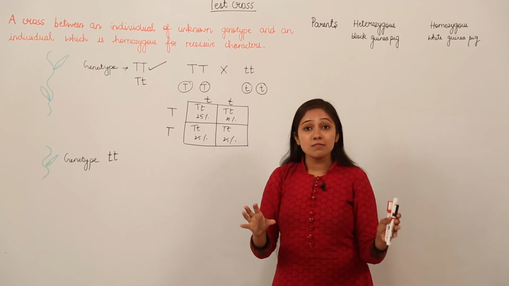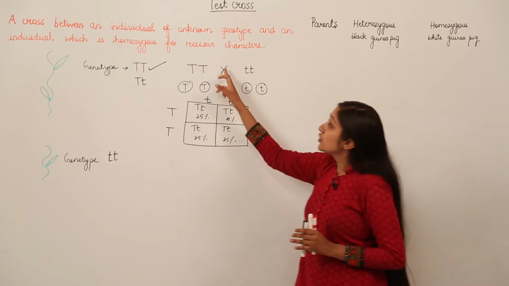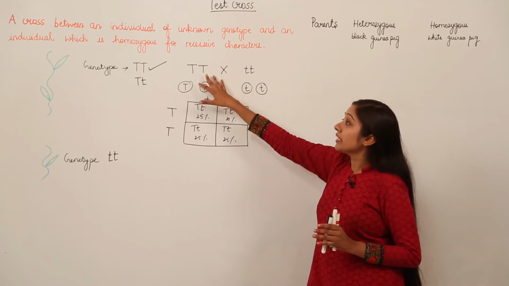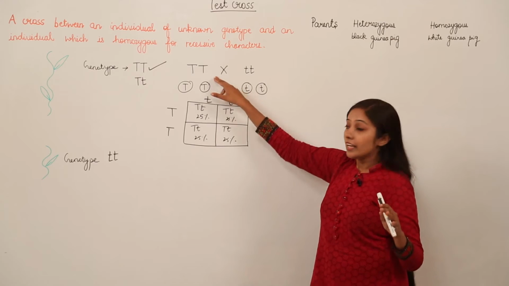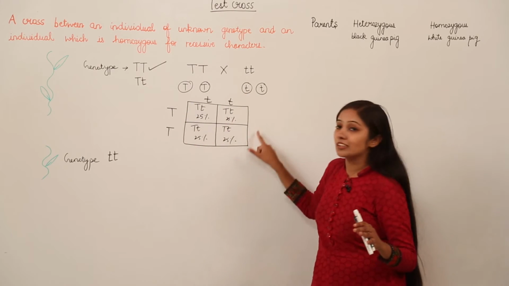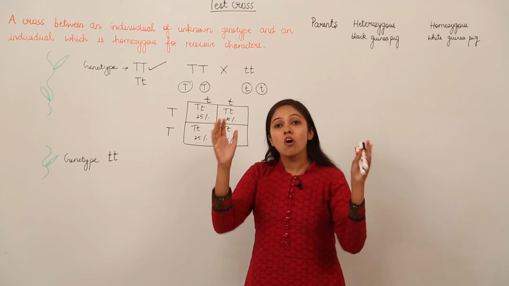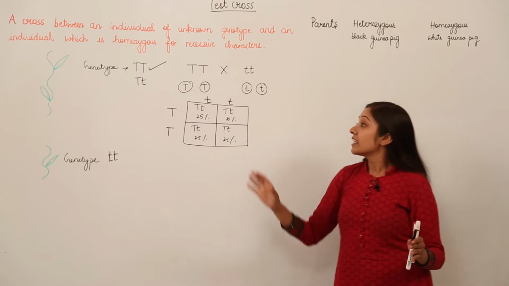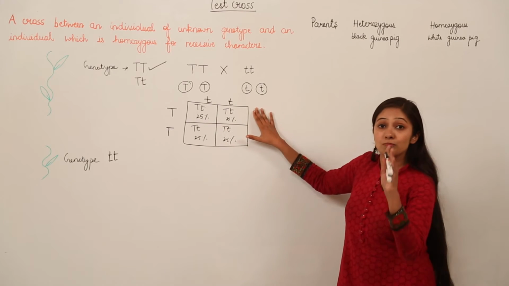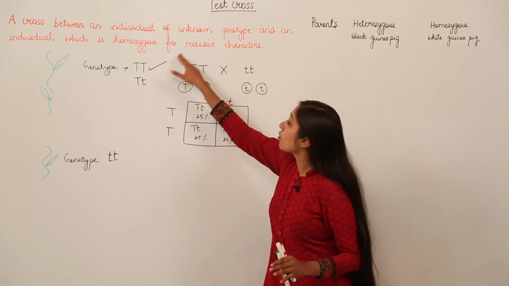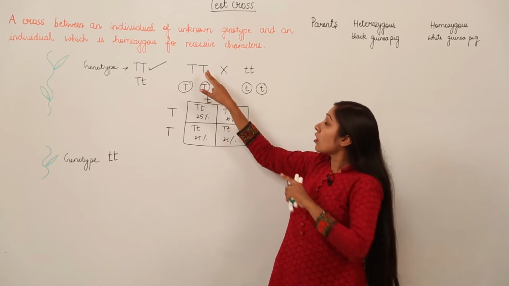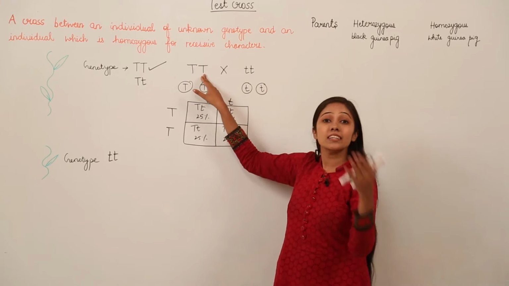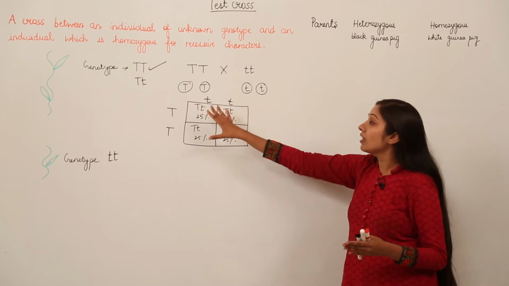This confirms that the genotype of the dominant one is what? Homozygous dominant. If you are getting all the plants, all the offspring, as tall pea plants, remember this is going to prove that the genotype of the parent was homozygous dominant. So, the dominant allele was in homozygous condition, okay, if you are getting all the plants tall.